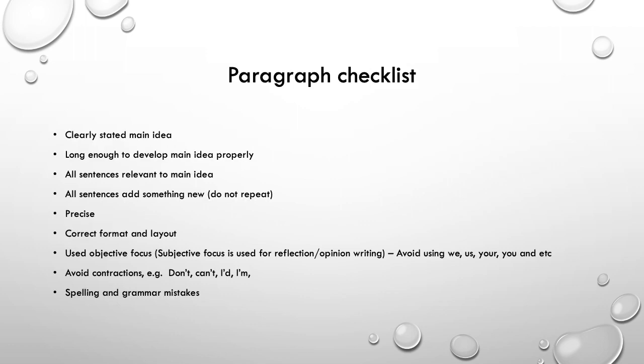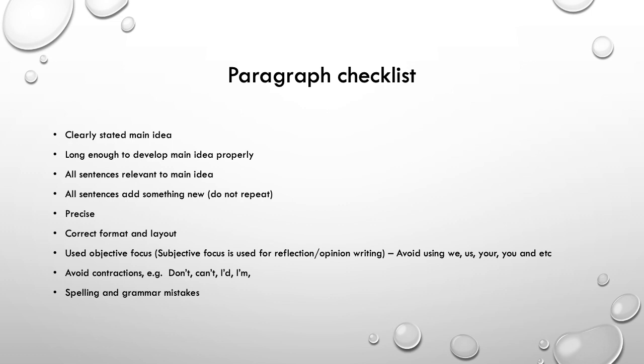Now, paragraph checklist. When you write your research proposal, you will have to organize your writing in paragraphs. I do not want students to write a list of ideas. No list, please. Paragraphs. With paragraph writing, what we have studied in previous weeks is that each paragraph needs to clearly state the main idea. Each paragraph needs to be long enough to develop the main idea. All the sentences in a paragraph need to be relevant, and all the sentences need to add new information.